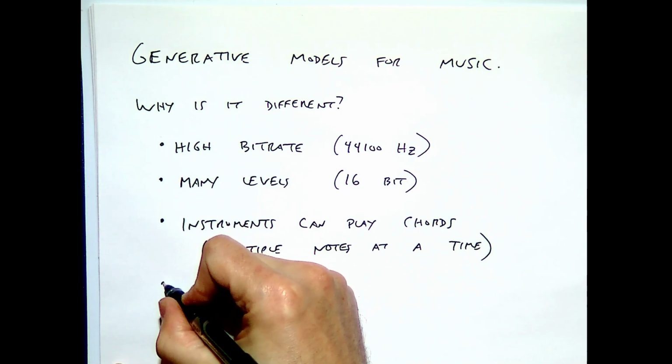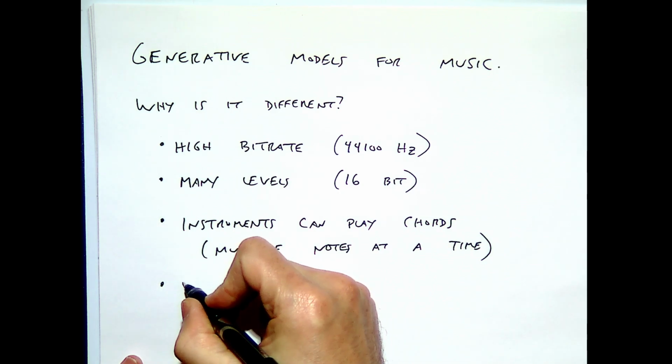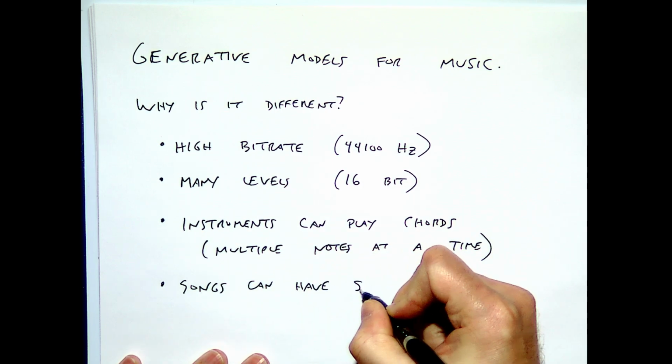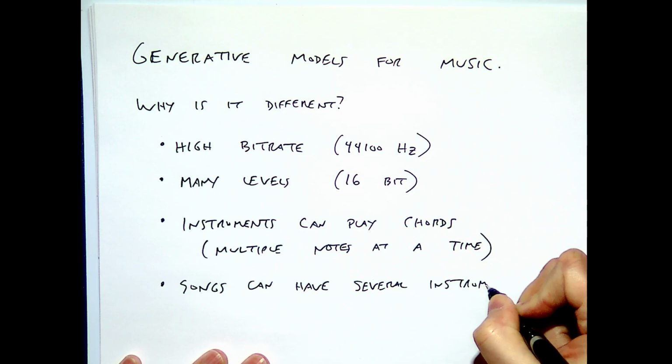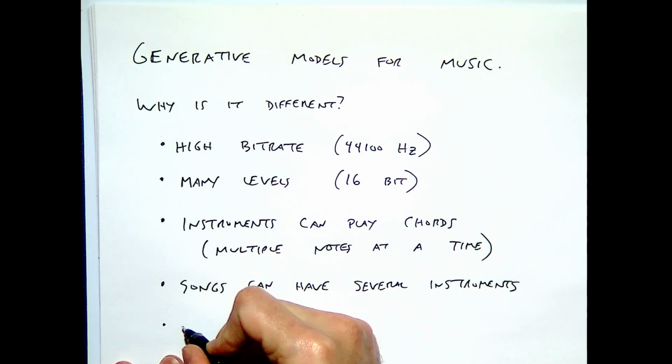And also, as we move into songs, depending on how I want to model things, songs can have several instruments, right? And these instruments could be playing at different rates. So I could have a slow saxophone and a high rate of drums and stuff like that. So there are multiple voices at different rates. And the other thing is there are very long time scales, right?